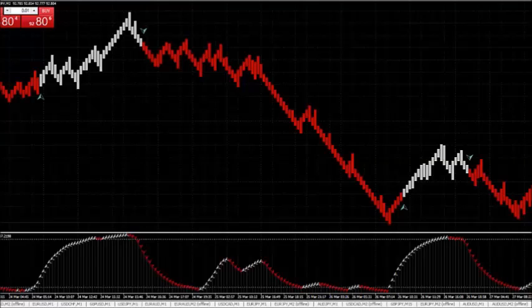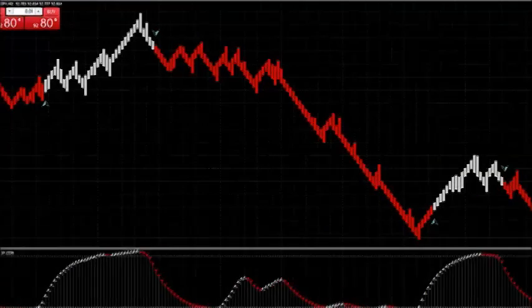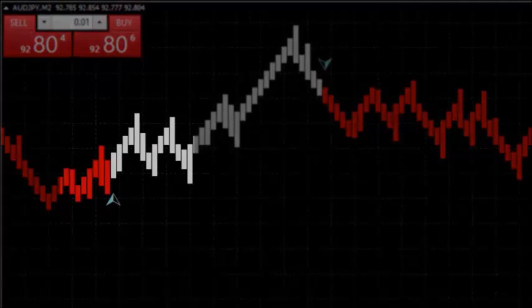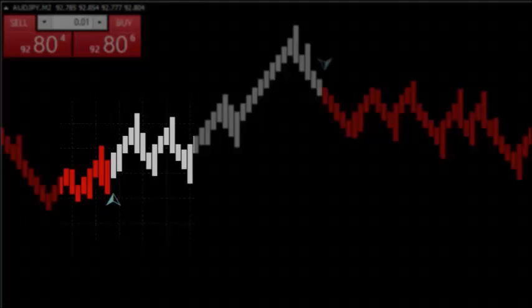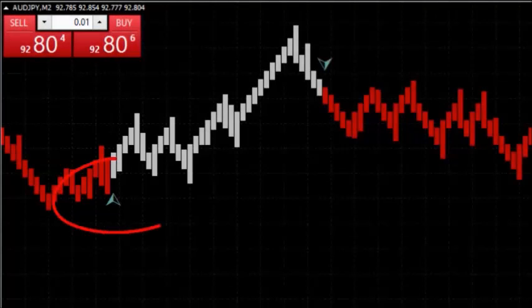So now let me show you how to place trades using Blackedge. This is really cool. Let's look back at this Aussie yen chart. Let me show you how easy it is to trade with this software. On the left, we're going to start out with a buy trade right here, right where the Renko bars turned from red to white. Do you see the little arrow here?